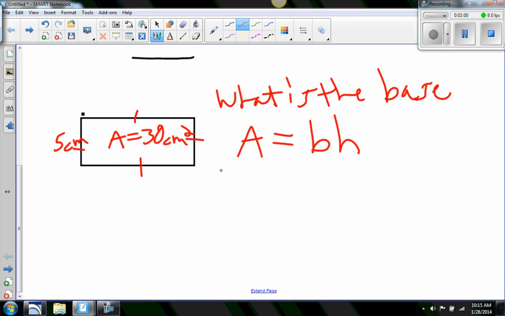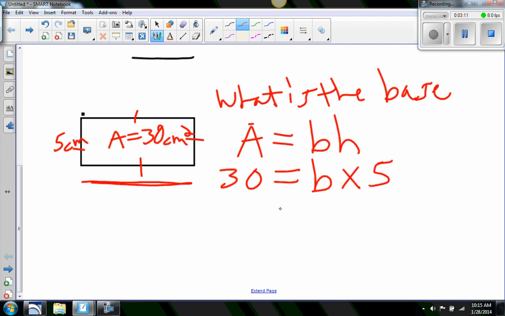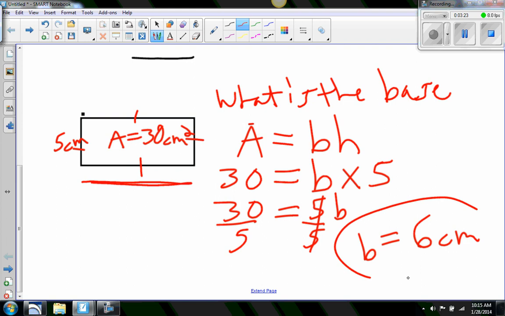So I'm going to plug in my 30 where my A is, because it says area is 30. My base, I don't know. The base is right here. It doesn't give it to me, but it does give me my height, which is 5. So I can multiply these and I get 5b. And now I'm just going to solve for b. So 5 times b, the opposite is divide. So my base is 6 centimeters. So I use what I know and kind of go backwards to get the answer.